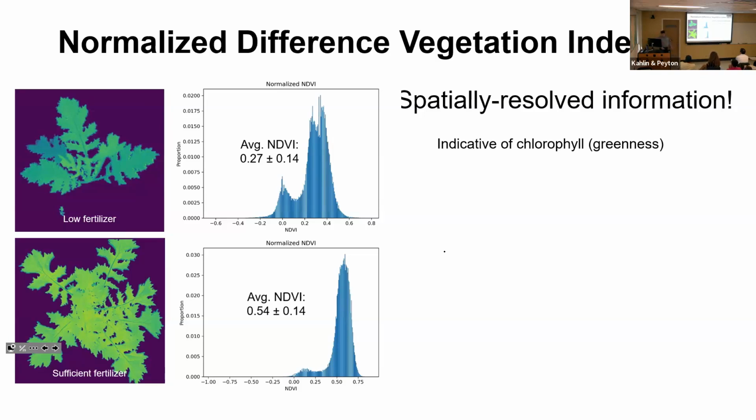But the other beautiful thing is it gives us that spatially resolved information, so if we really want to, we can figure out how much of the plant is at what levels of NDVI, or what variety of reflectance it is.